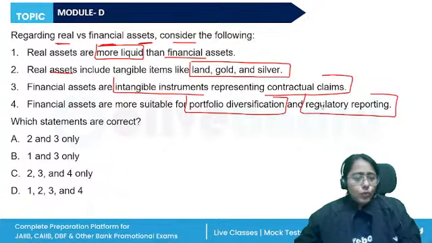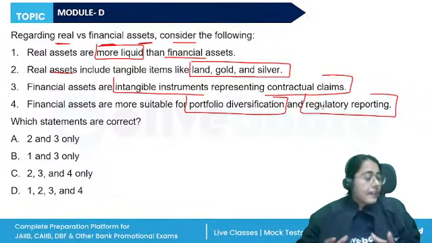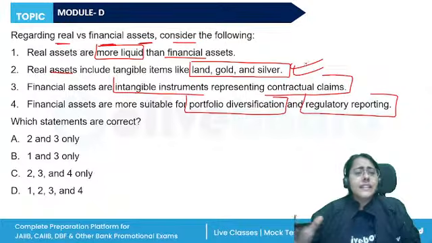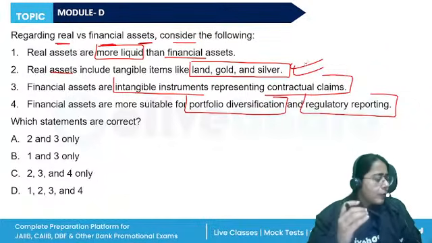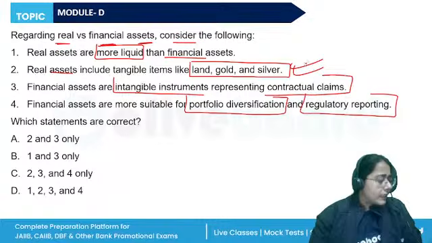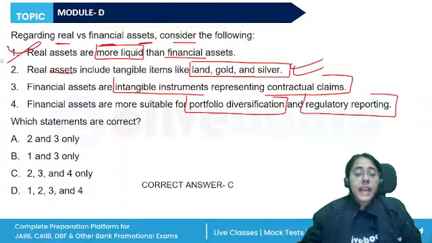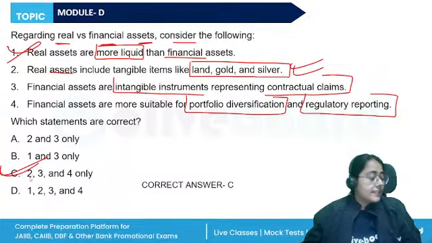Real assets are more liquid than financial assets. What is the meaning of liquidity? Liquidity means how easily can an investor sell their investment in the market without incurring much cost or with less energy and less time. Real assets are land, gold, and silver. Is it easy? Can I sell? Can I decide that I'm going to sell my land today and tomorrow I'll be able to do it? Will I get my payment? And is it cost free? No. Real assets are not more liquid. Financial assets are more liquid. The correct answer is C.